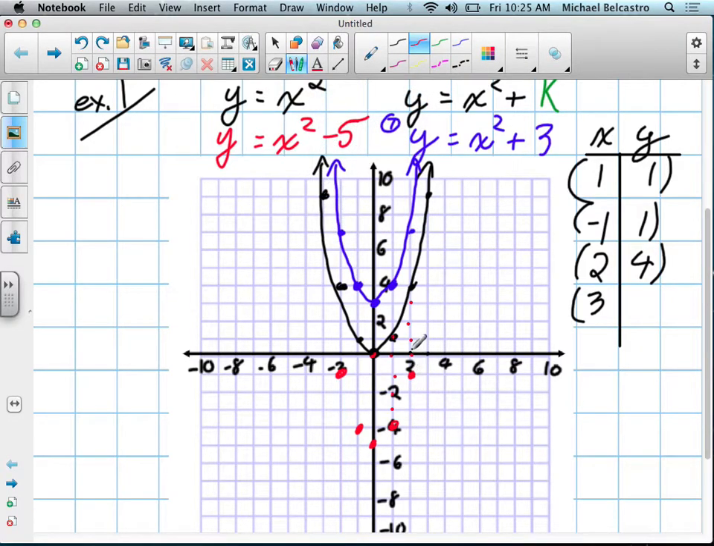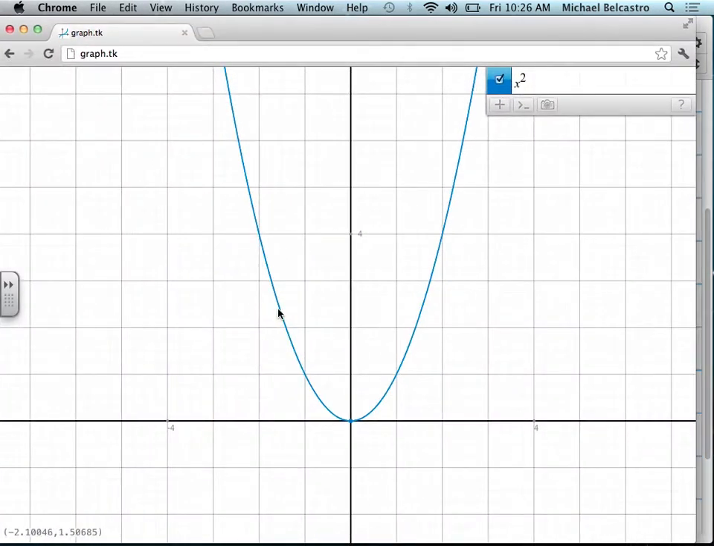And the next one would be a... what are we doing? 1, 2, 3, 4, 5. There we go. Here's our mirror. So our red parabola represents the equation of x squared minus 5. Okay. And just to confirm this, I'm going to show you that program.